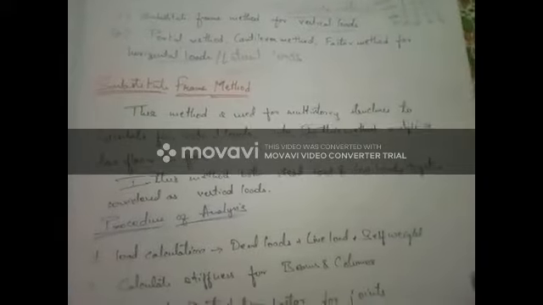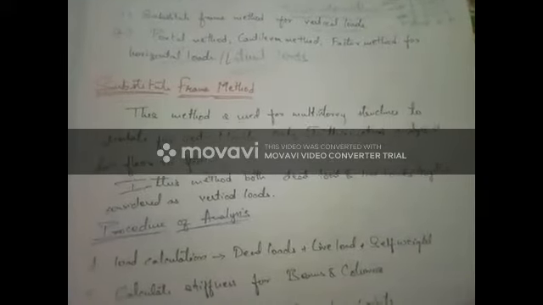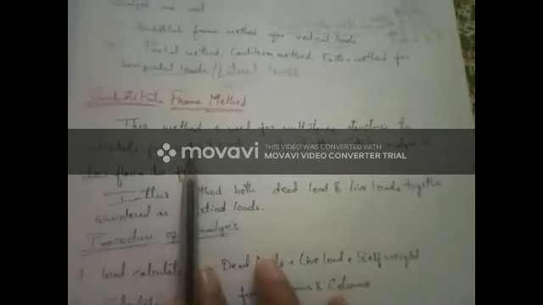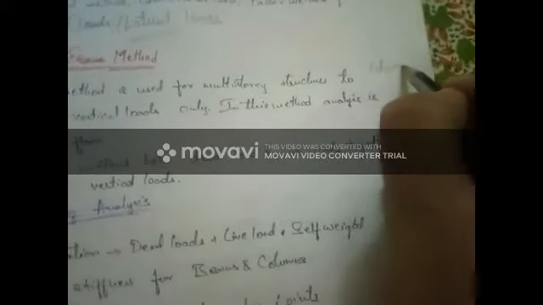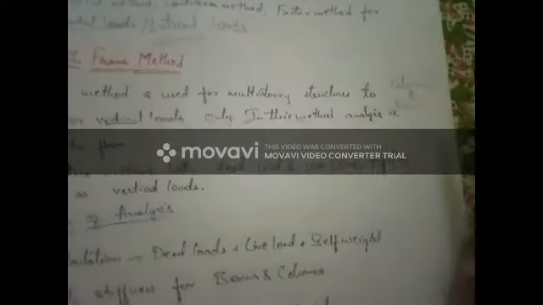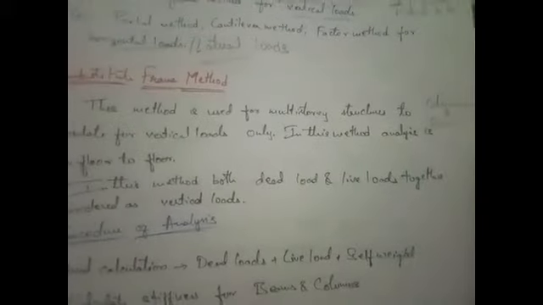So now we are going to start the substitute frame method. This method is used to analyze only vertical loads, as I said, and this method is similar to the moment distribution method. But in the moment distribution method, we are supposed to consider all the columns and beams with respect to joints. Then we are supposed to analyze the total frame as a single unit.